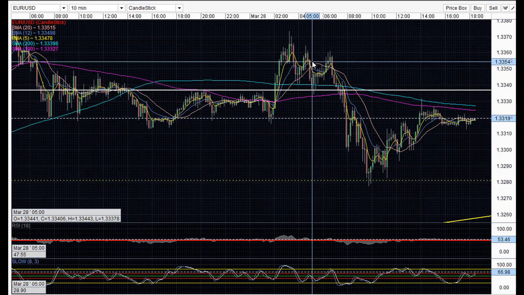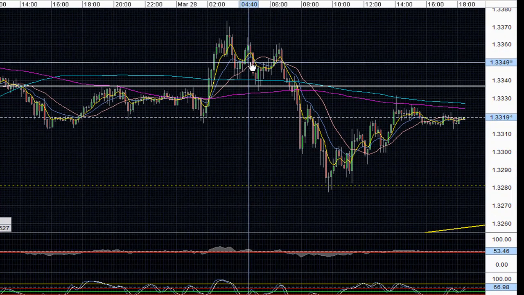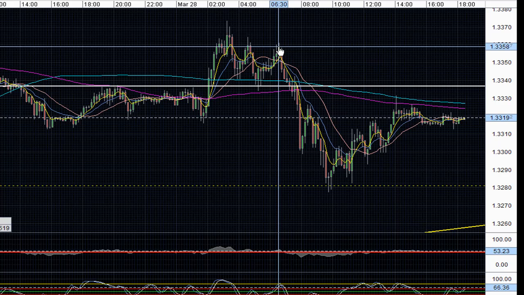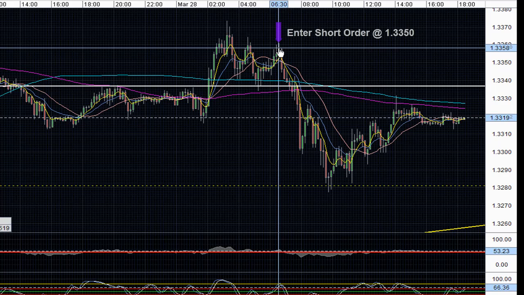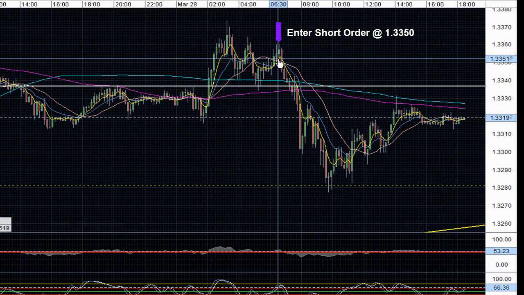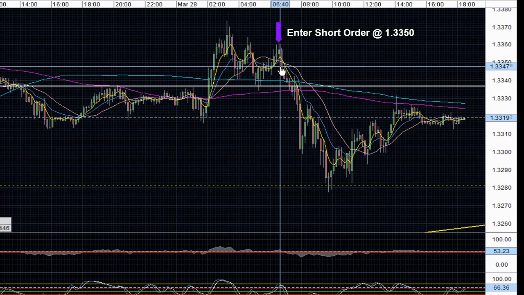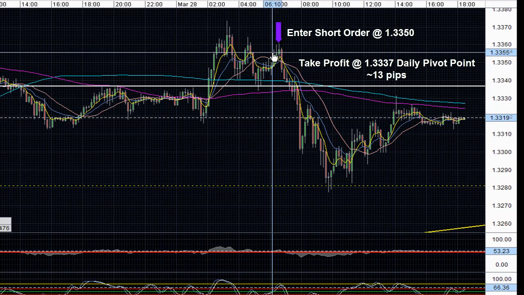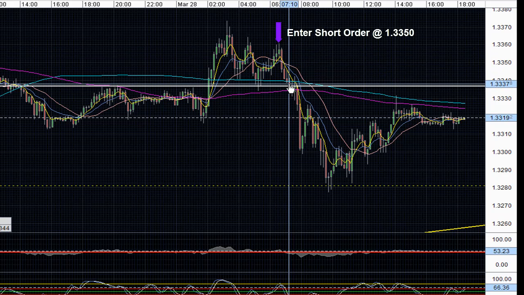But you also could have entered when there were signs of a trend reversal, and that would have been around 6:30 a.m. Central Time or 7:30 Eastern Time. You could have placed a short order upon bearish confirmation around 33.50 and taken your profit when price reached our daily pivot point at 33.37 for about a 13 pip trade. So that was one option you could have done.